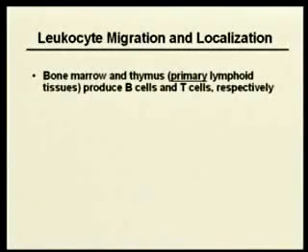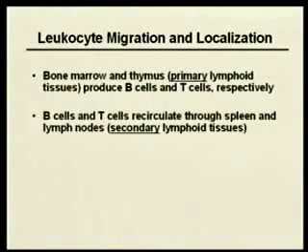You have primary lymphoid organs, which are your bone marrow and your thymus. These are the organs where the lymphocytes are generated. When it comes to circulating throughout the body, your T cells and your B cells go through the secondary lymphoid organs. Two of the primary ones are the spleen and the lymph nodes. And this is where they encounter the antigens.